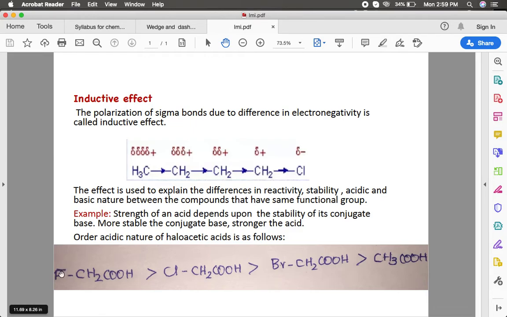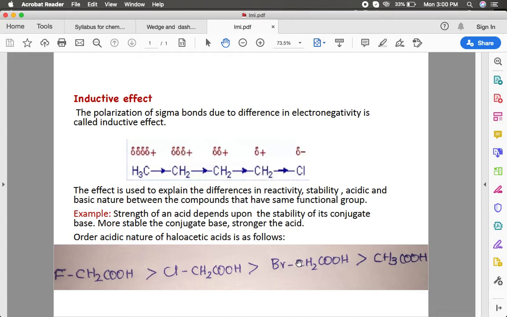So fluorine is more electronegative than chlorine. Chlorine is more electronegative than bromine. And that explains why fluoroacetic acid is more acidic than chloroacetic acid, which in turn is more acidic than bromoacetic acid.